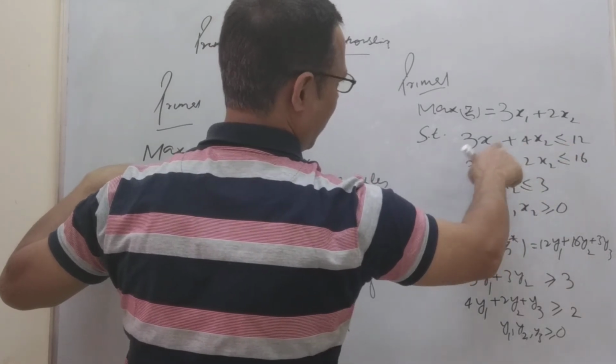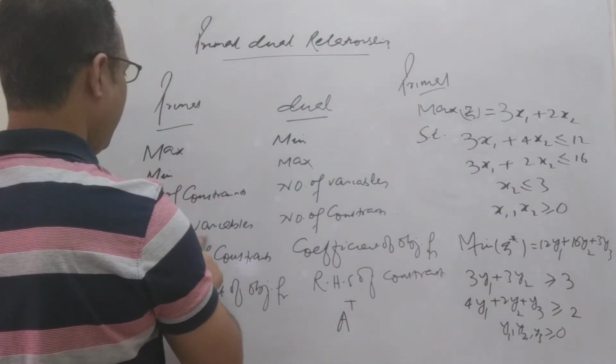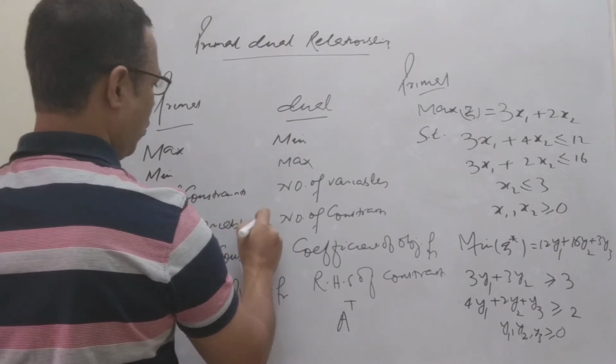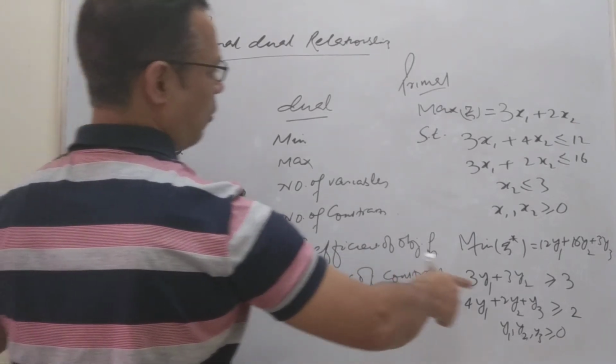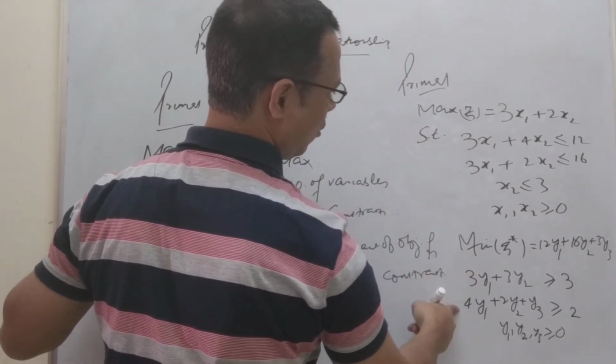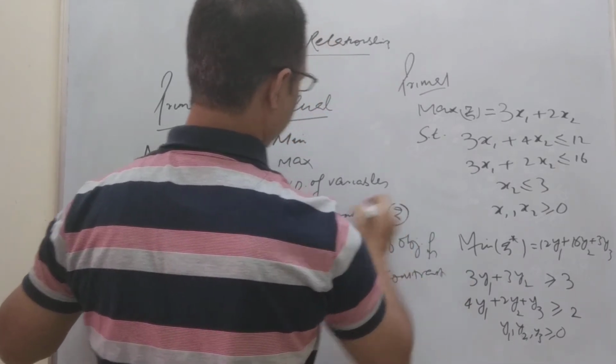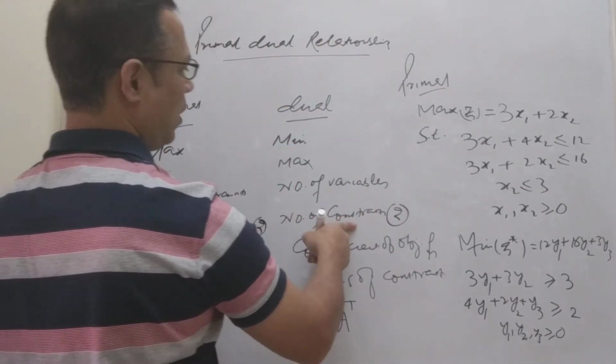There are two variables, x1 and x2. So the number of variables is 2 in primal, and the number of constants in dual is 2. The number of variables is going to change into the number of constants.